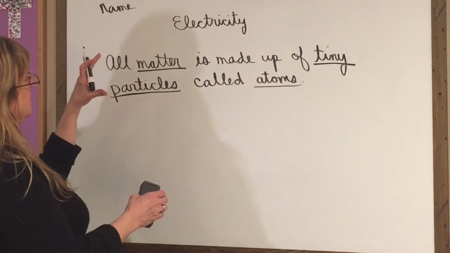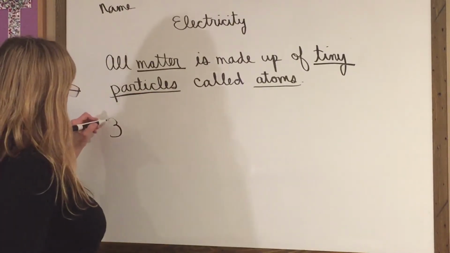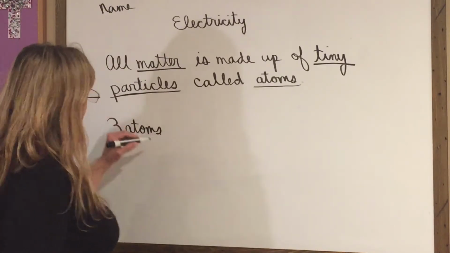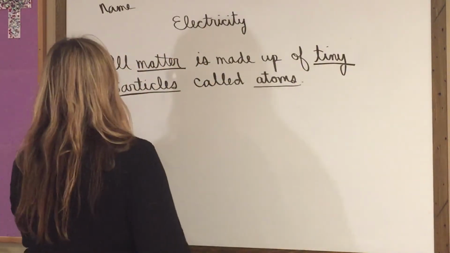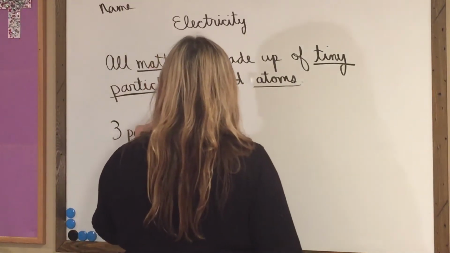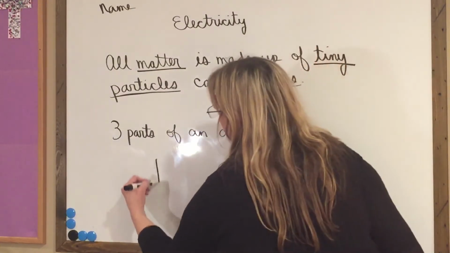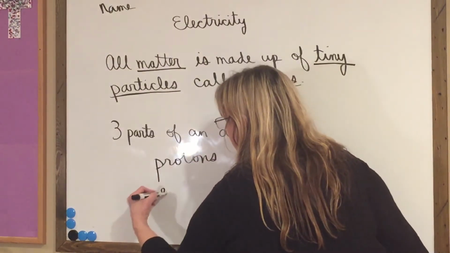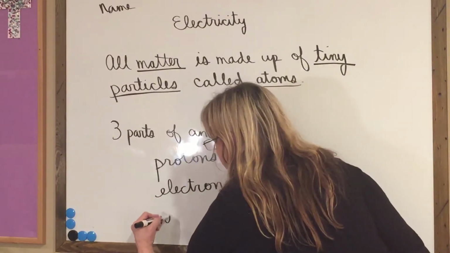Now there are 3 parts of an atom. The 3 parts of an atom, which I know you know because you've been watching these videos and reading in your book. The 3 parts, you can tell it's kind of late. 3 parts of an atom. There are protons, electrons, and neutrons.